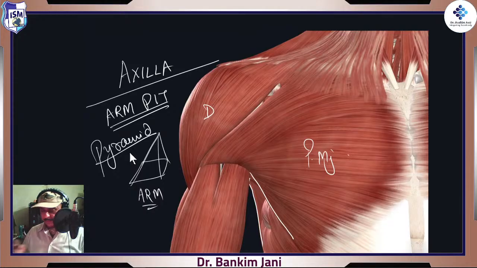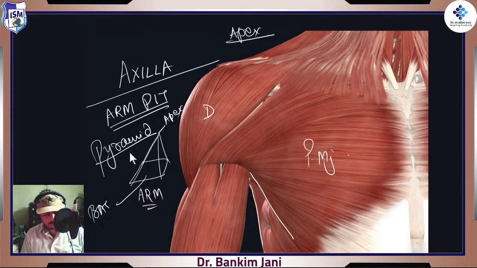A pyramid always has one apex. Then it has the base. So that's the apex, that's the base, and then it has walls on all sides. Pretty easy. Now these walls are anterior and posterior, medial and lateral walls. What exactly are we trying to say?